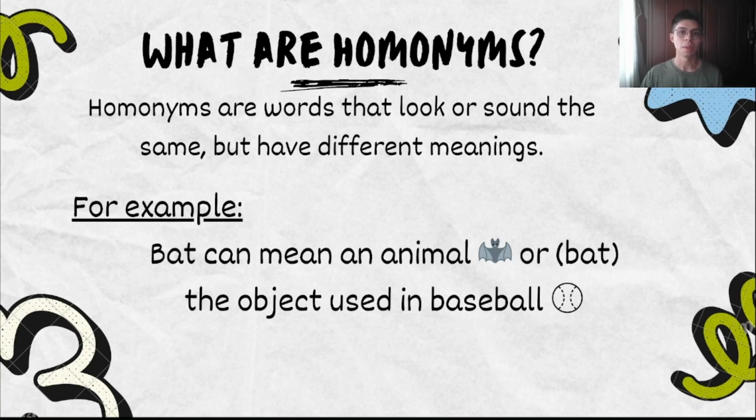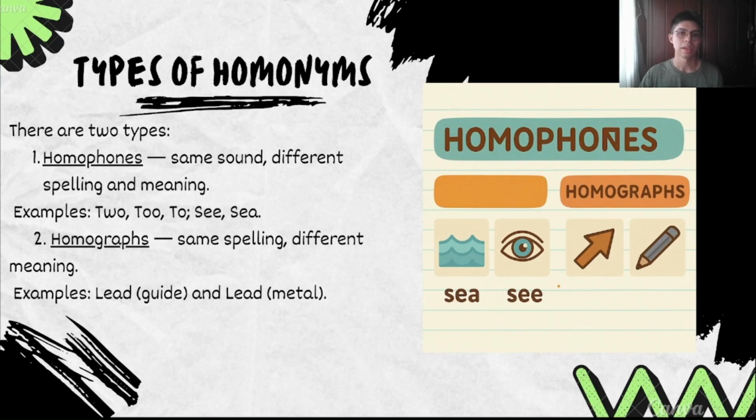In this case, homonyms are words that look or sound the same, but they have different meanings. For example, bat can mean a flying animal or an object used in baseball. There are two main types of homonyms. First, we have homophones, words that sound the same but have different spellings and meanings. Examples can be two, to, or maybe C or Z.